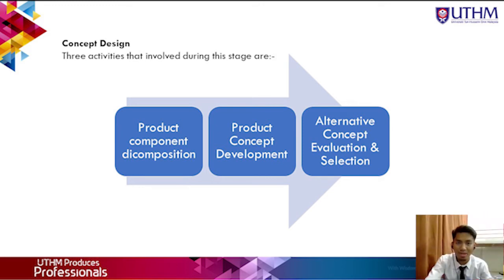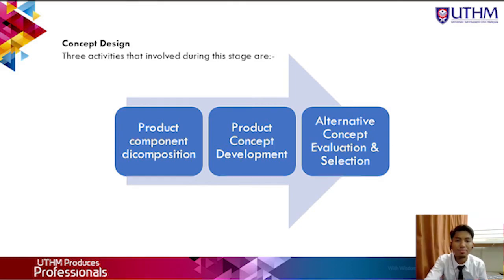Thank you, Nasrin. Next, I will continue about the concept design part from chapter 4. Concept design is the stage of a product's evolution in which different design concepts are produced, assessed, and chosen for future development. The concepts are just in an abstract form to allow for the freedom to produce various concepts, and they must also match the requirements listed in the product design specification, which is PDS. This stage includes three activities: product component decomposition, product concept development, and alternative concept evaluation and selection.